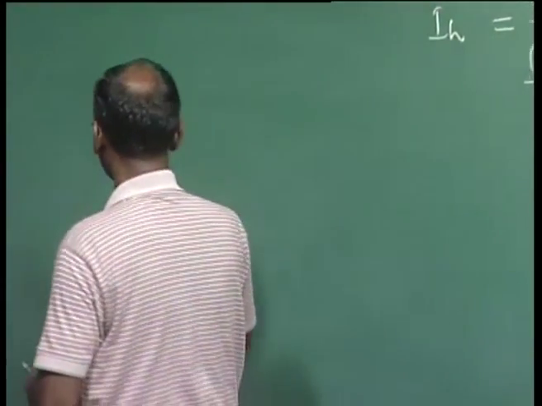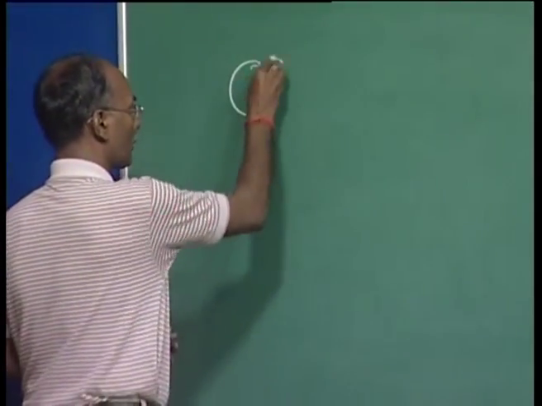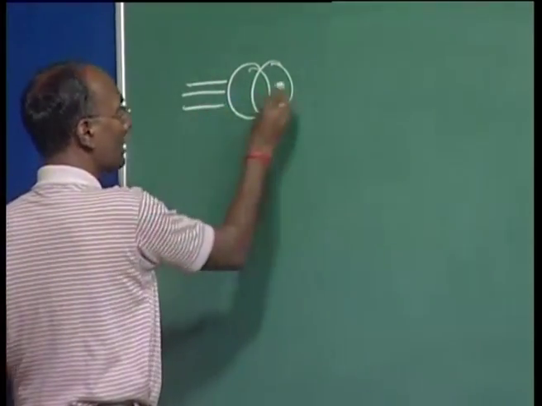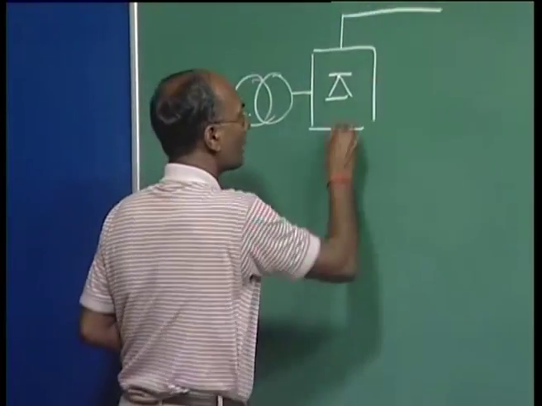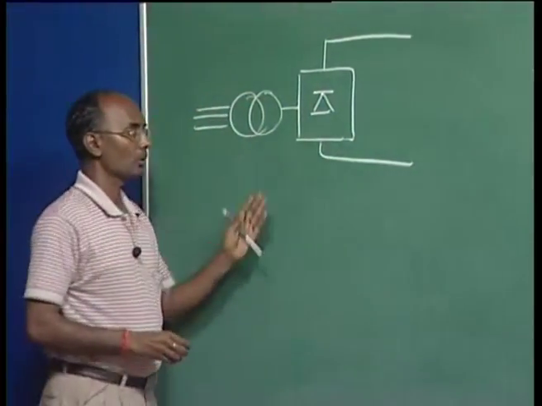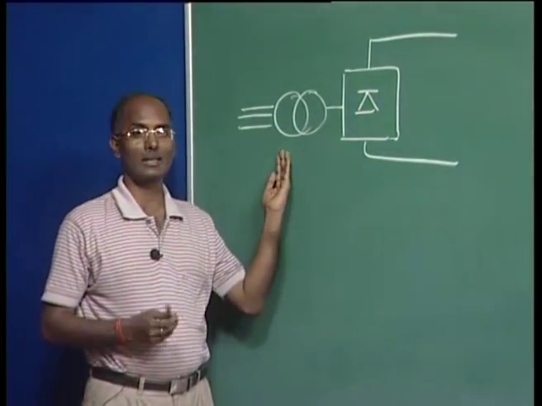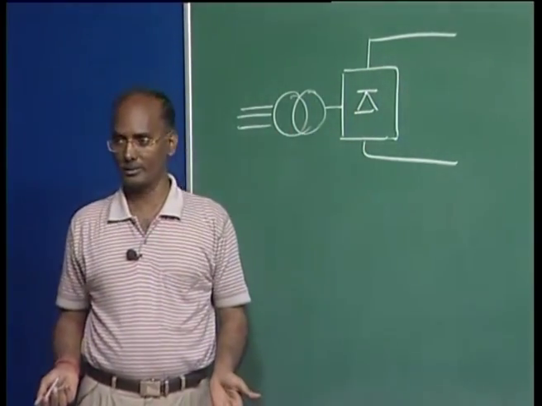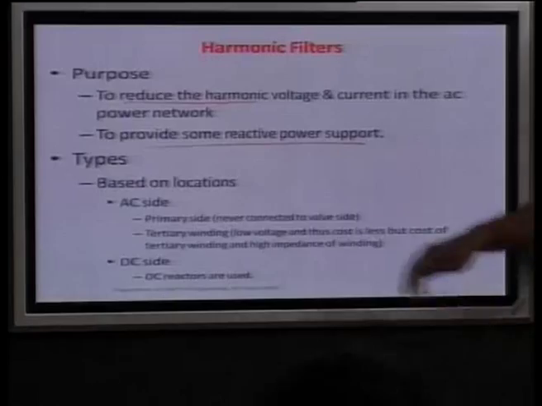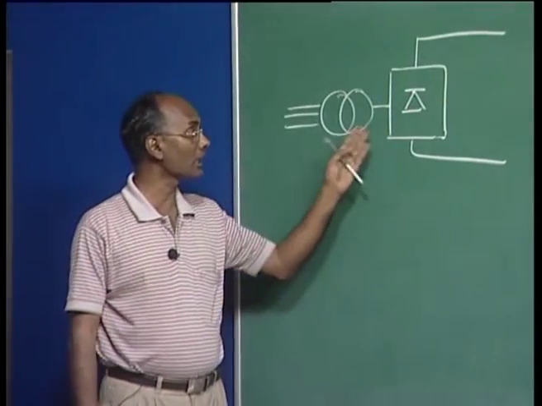In your HVDC system, this is your converter transformer, this is your AC system, here we have the rectifier, and this is your link. If your filters are on the AC side, they are called AC filters. If you are using the filter on the DC side, they are called DC filters, as usual. On the AC side, basically we use the primary side of the transformer.